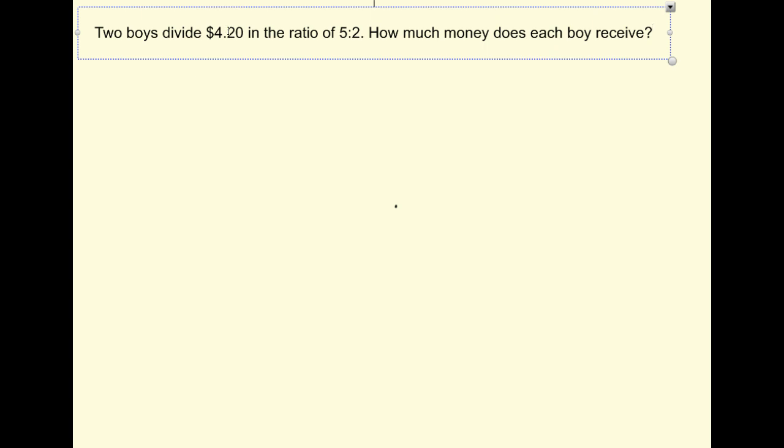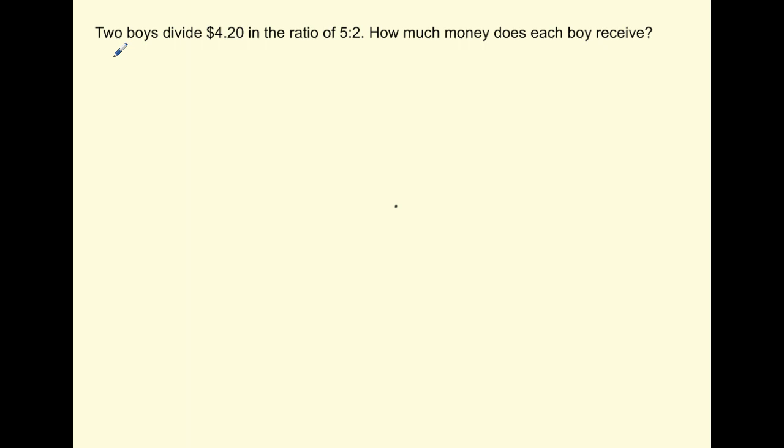So, the ratio of each boy is 5-2. And they're going to divide $4.20. Okay. Now, remember when I said that the units must be the same for the ratios? Okay. So let's set this up as a proportion. Here is the ratio of the division of money. Let's set this up as a proportion. So you take these two ratios, this ratio right here, and you add them. Okay? And that's 5, 6, 7.